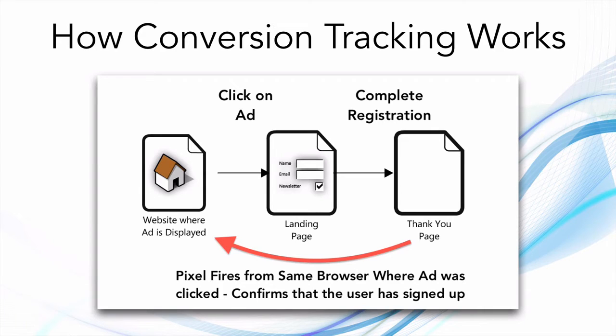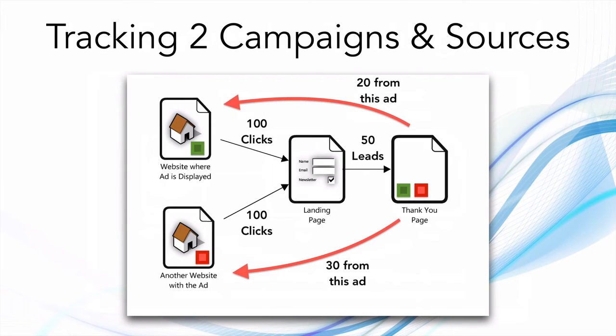It helps when you have multiple campaigns and you are driving the traffic to the same landing page using multiple campaigns. You need to know which campaigns are performing well. That is where the conversion tracking really helps. So tracking two campaigns and sources. So this is how we do.